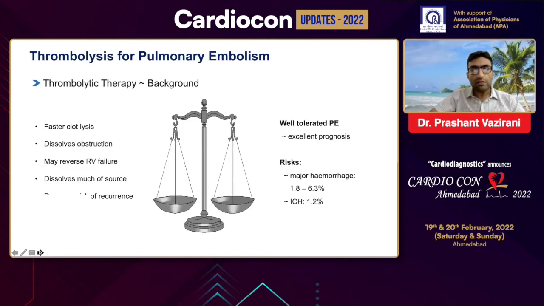And/or thrombolysis. So why is thrombolysis beneficial? Because it causes faster clot lysis, dissolves the obstruction, may reverse the RV failure, dissolves much of the source of your pulmonary embolism, and decreases the risk of recurrence. It is usually well tolerated and has an excellent prognosis, but has some risk of hemorrhage, like up to 1.2% risk of intracranial hemorrhage, mainly more in patients with non-massive pulmonary embolism.